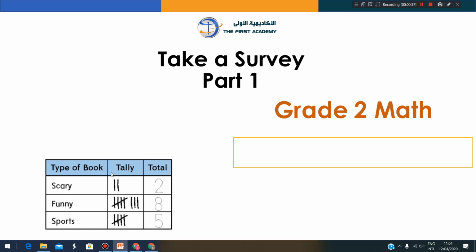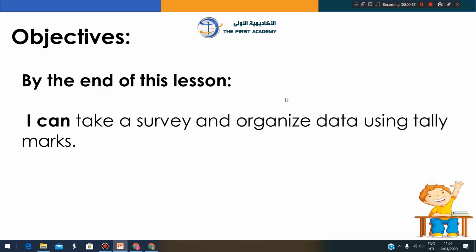So in this lesson, this is what we are going to be learning about. Take a survey. The objective of this lesson is: I can take a survey and organize data using tally marks. So we're going to learn about tally marks today.